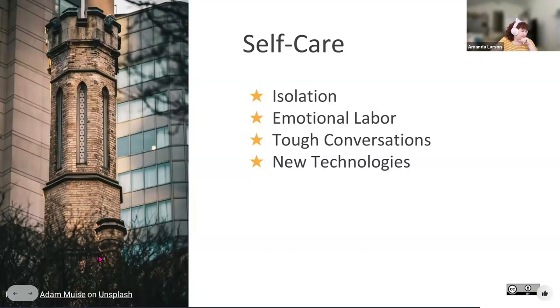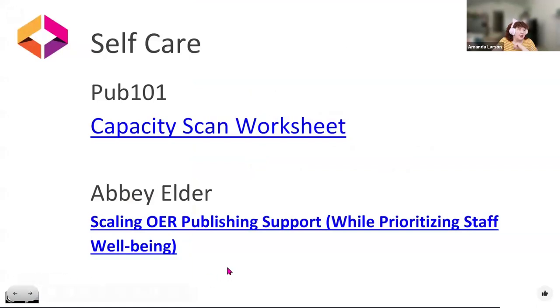And on that note, there are some things that you can do really intentionally to start thinking about self-care. Our Pub 101 has a great capacity scan worksheet. And then Abby Elder just shared this scaling OER publishing support while prioritizing staff well-being worksheet that is built off of the capacity scan worksheet and one other worksheet. They have you walk through a set of self-reflection questions that can help you identify where you're going to need to do that self-care because your capacity is thin.